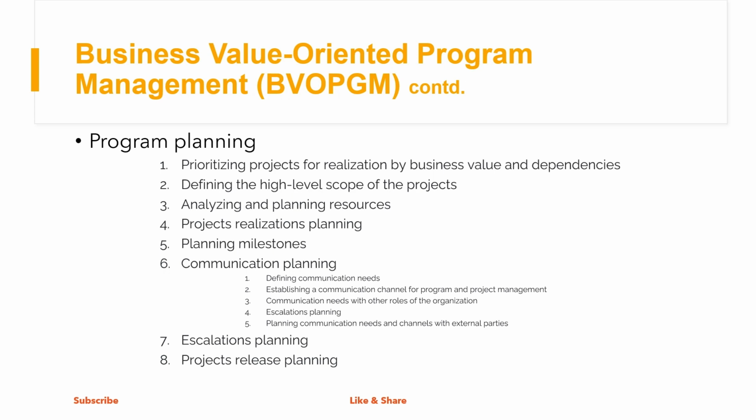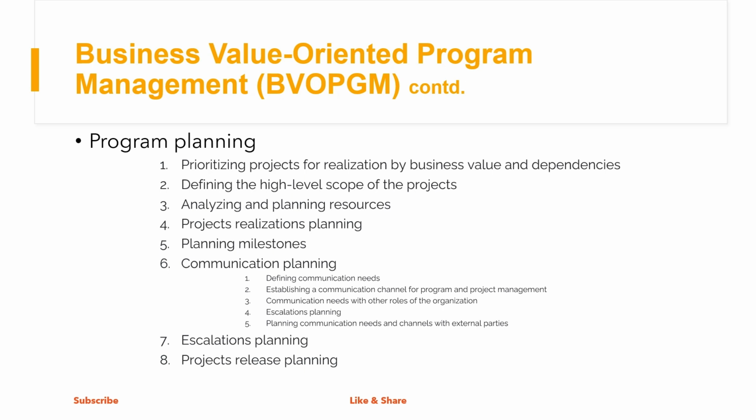Let's move to the topic today. Program planning. Considerable program planning activities may include prioritizing projects for realization by business value and dependencies, defining the high-level scope of the projects, analyzing and planning resources, projects realization planning, planning milestones, communication planning, and escalation planning, projects release planning.